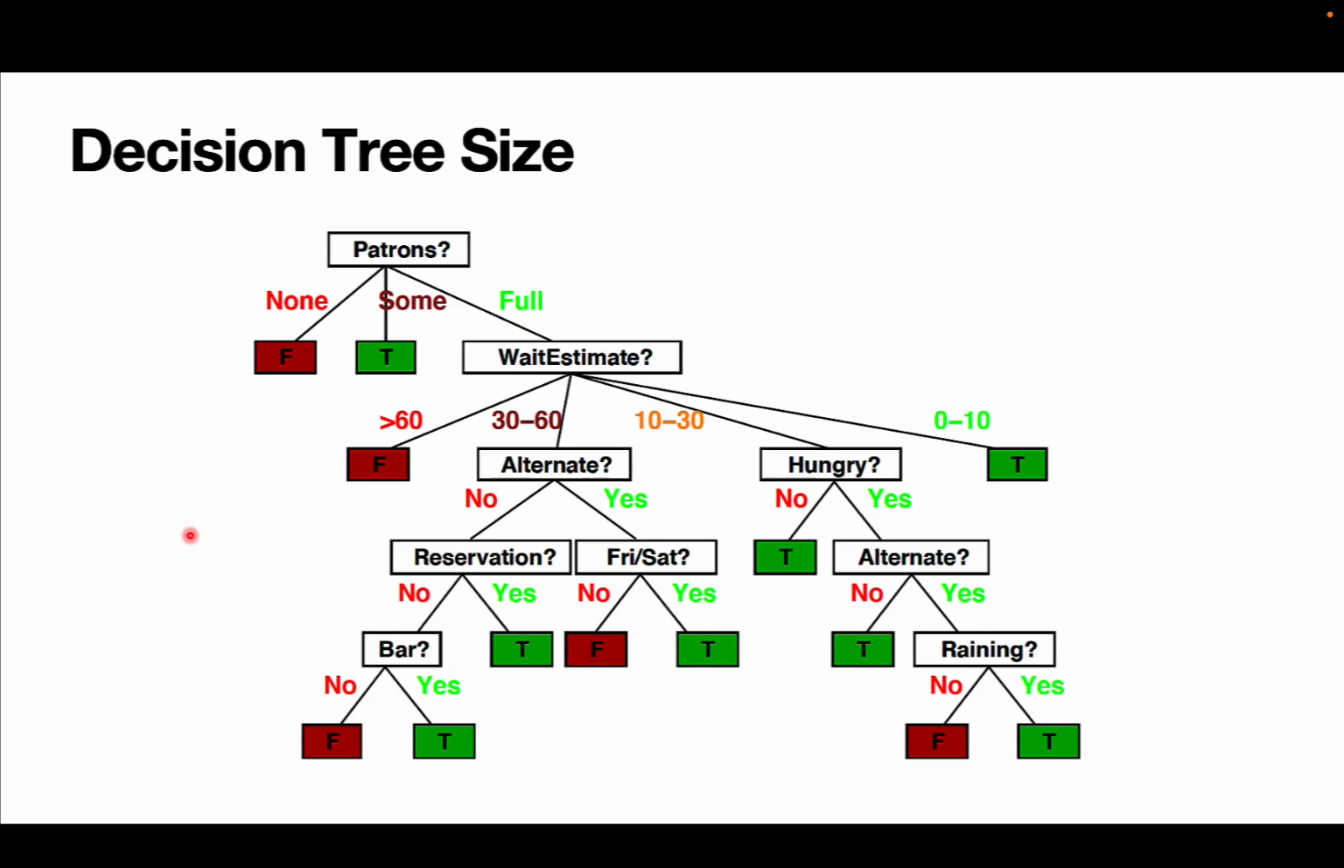This decision tree correctly classifies every instance. Each leaf is true or false. However, the tree is somewhat deep. So a key question is, can we achieve the same accuracy but with a smaller tree?